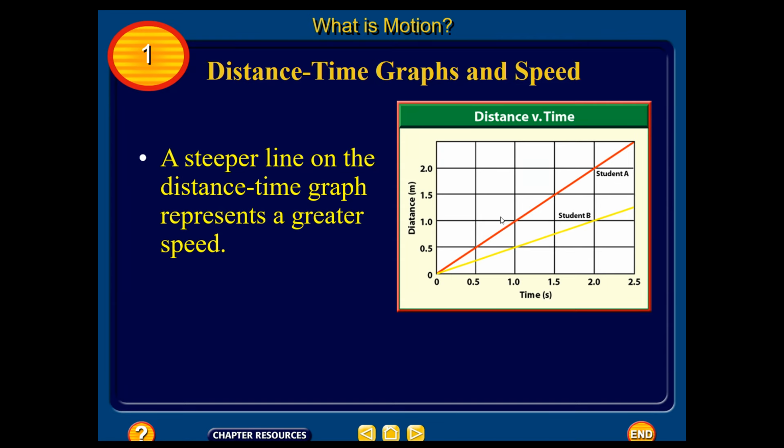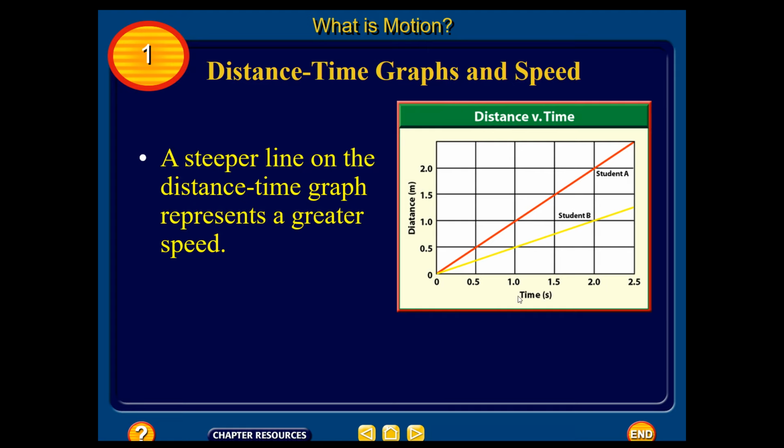Also in this graph, if I compare these two students and ask which student has the greater speed, you would say it's student A, the red line, because on this type of graph, the steeper the line, the greater the speed. The steep line represents covering a greater distance over a short amount of time. So student A will have a greater speed than student B.